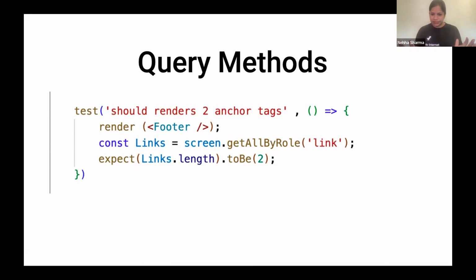So whatever the reason is, the good thing is, because you will be using query methods, you will be forced to write accessible code. The reason is you need to access the element by its role. Every HTML tag has a corresponding role in the accessible world. So if you are saying a tag, it means the role is link.